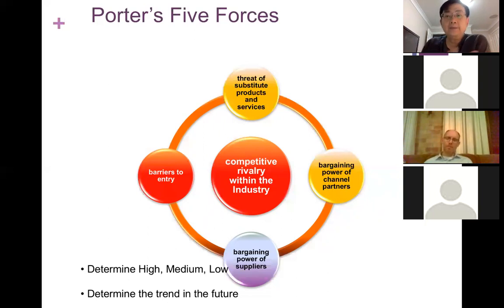We can use this model to assess the attractiveness of the industry. What he suggests is that if the competition or rivalry within the industry is quite high, that means it is unfavorable for us, because if the rivalry is quite high, the consumers have options. As a result, our price point will be under pressure. Ultimately, it will lead us to less profitability.